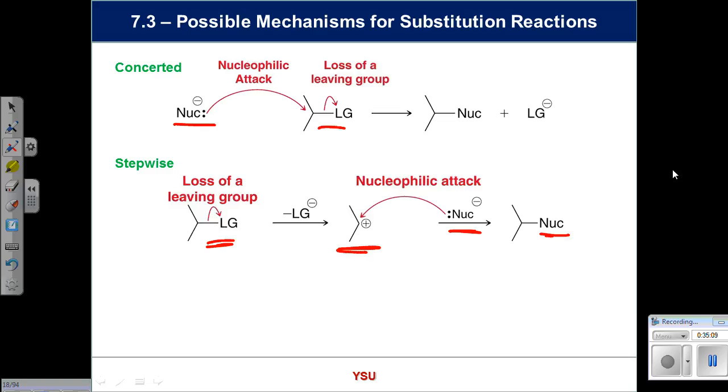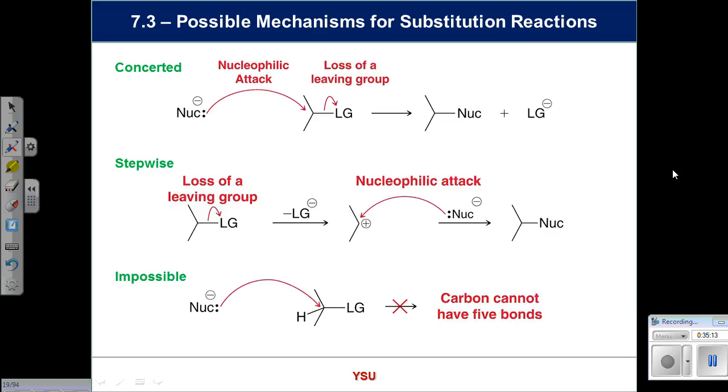Why don't we like that? People are shaking their heads. Why don't we like that? Break the octet rule. Absolutely, you're breaking the octet rule. So you can't do this. You can't stick the nucleophile on and then the leaving group breaks off, because it's unstable to do that. So this won't work. This certainly will, and this certainly will.